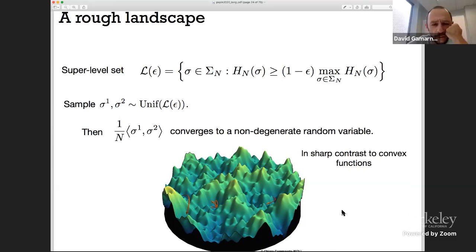Ahmed, can I jump in with a quick clarifying question? Yeah, please. So is this convergence conjectural? I'm just trying to understand what the state of the art is.